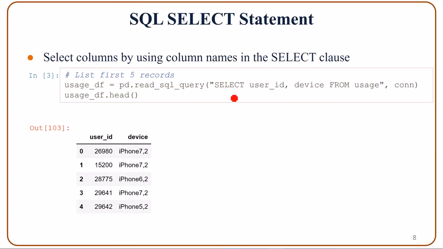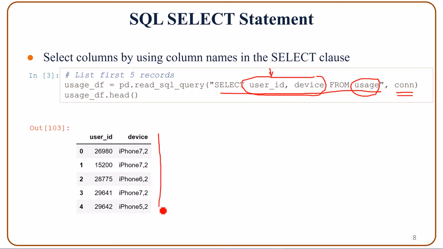To select data, use the select statement and put the list of fields that you want to select after the select keyword. So here we select user ID and device from the table uses using this condition, and to get some result that we print using the head function.